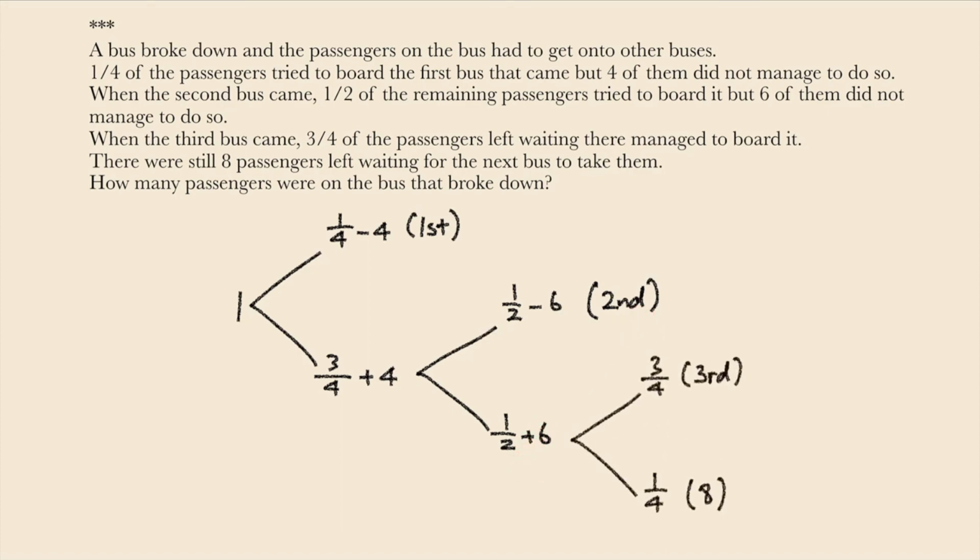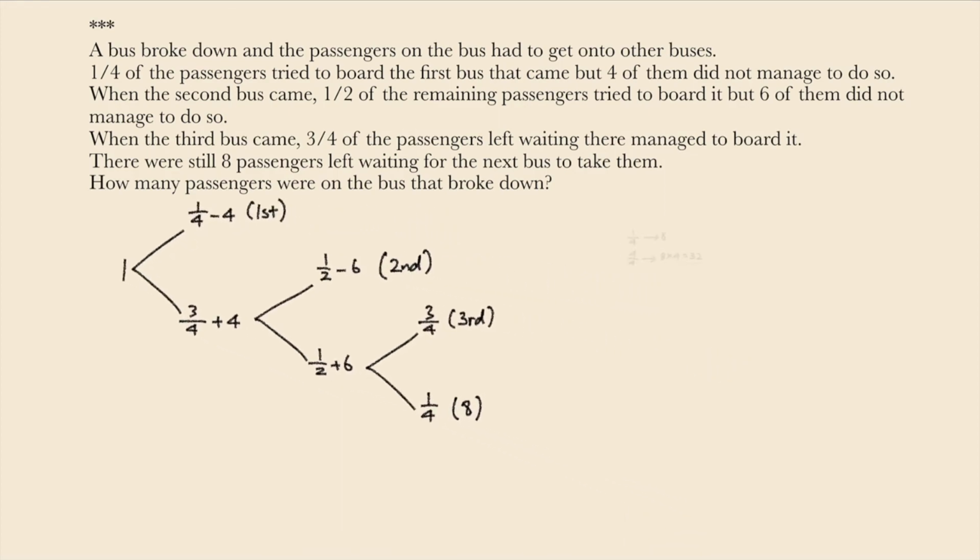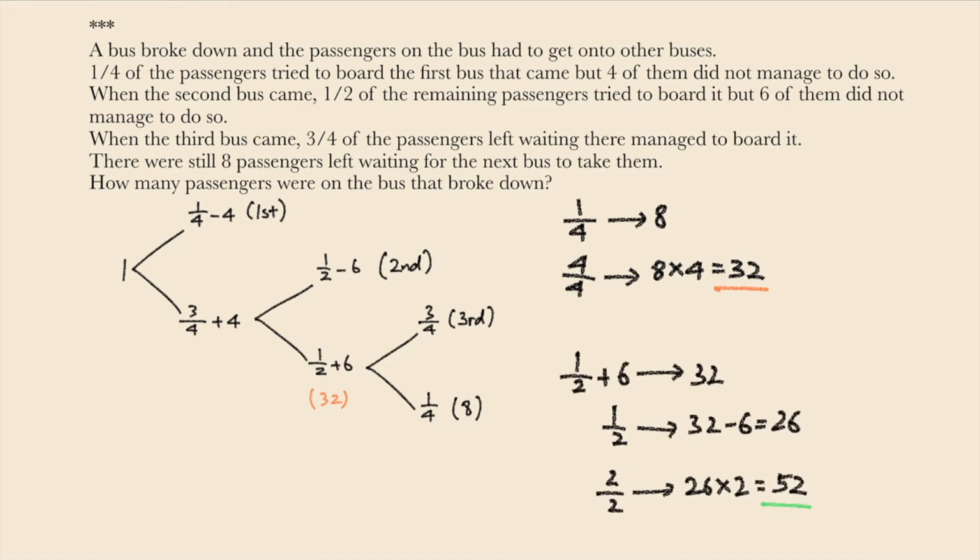When the third bus came, 3/4 left. They got on the third bus, and the rest did not manage to board it. There were 8 actual passengers left. So with this, we can form an equation. 1/4 equals 8. 4/4 is 32. Next, 1/2 plus 6 is 32, which means 2/2 is 52.